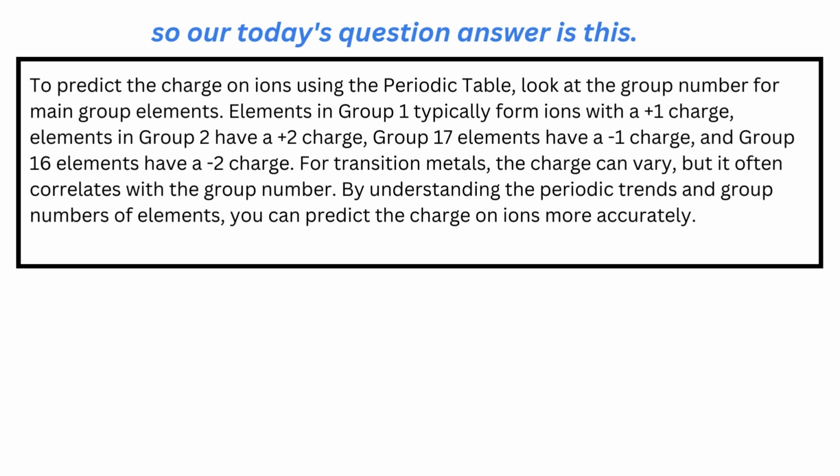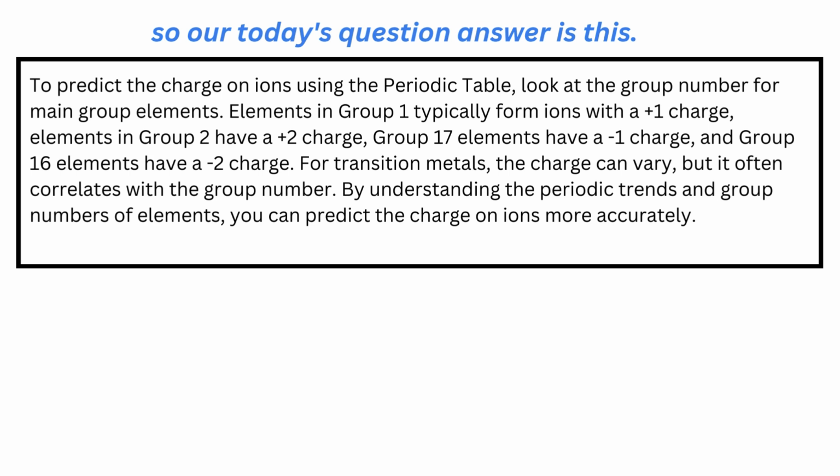Look at the group number for main group elements. Elements in group 1 typically form ions with +1 charge. Elements in group 2 have a +2 charge. Group 17 elements have a -1 charge and group 16 elements have a -2 charge.